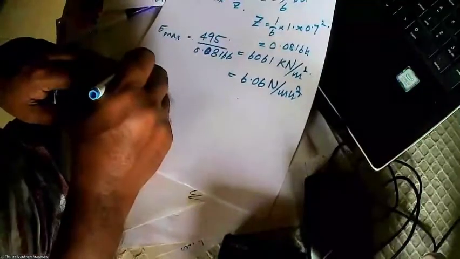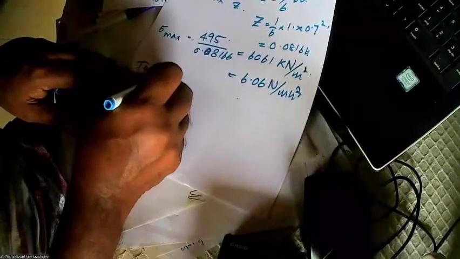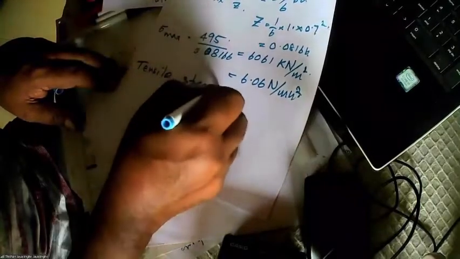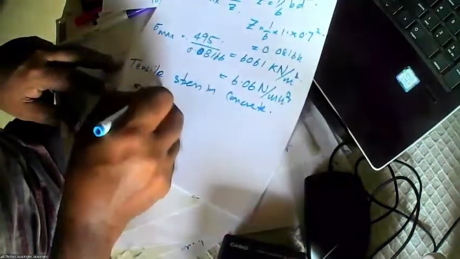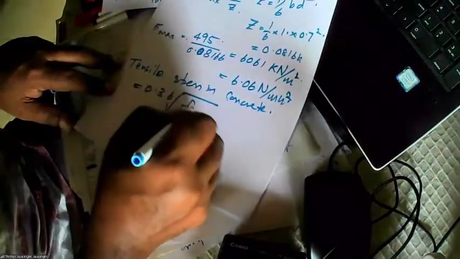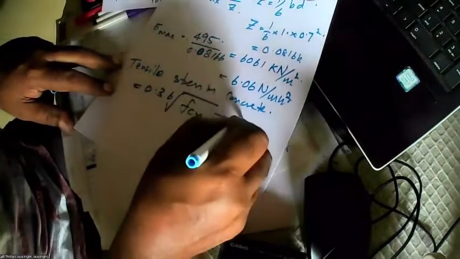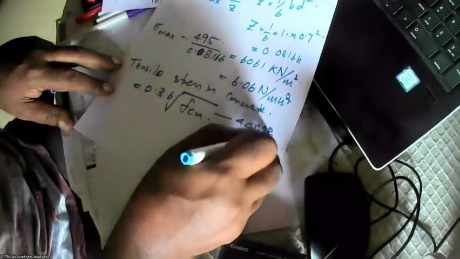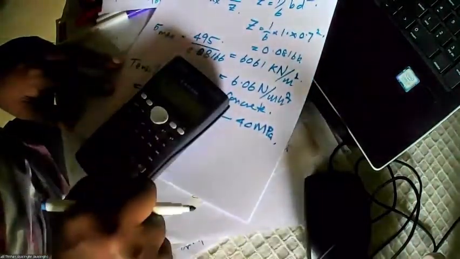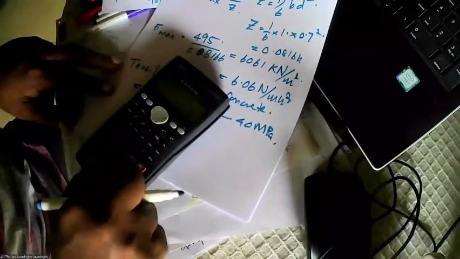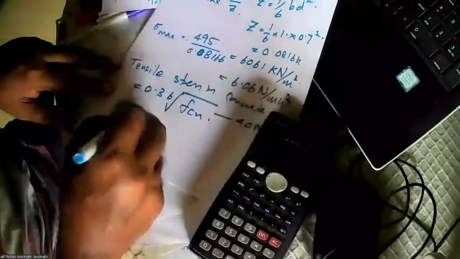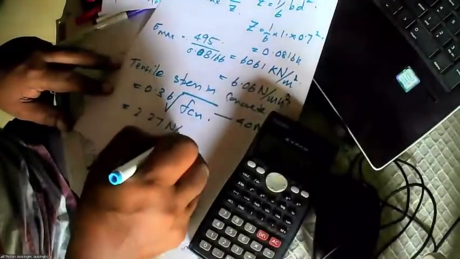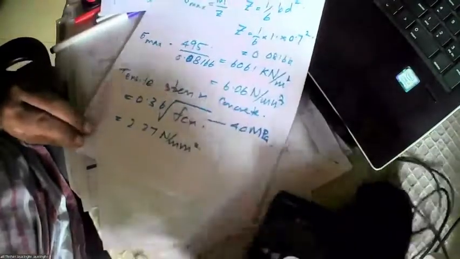And what is the tensile stress allowed in concrete? It is 0.36 square root of FCU, and FCU is say 40 megapascal. Then square root of 40 multiplied by 0.36. That is 2.27. So what shall we do?